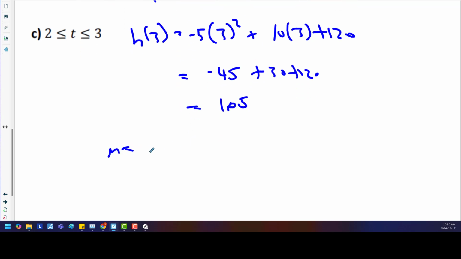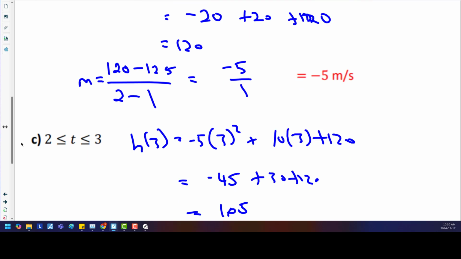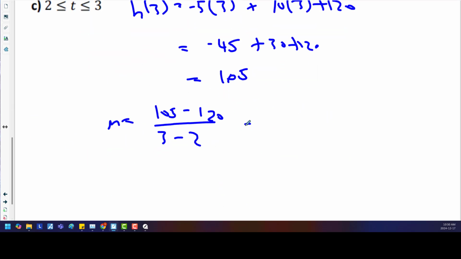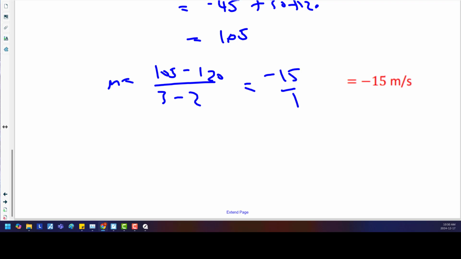So our slope is going to equal, remember, t2, 3 minus 2, 105 is here, and at 2 it was 120. We've already calculated that, so that's going to be -15 over 1, or -15 meters per second. There we have it. So yeah, basic formula, slope formula, nothing too difficult. All right, good luck everyone.